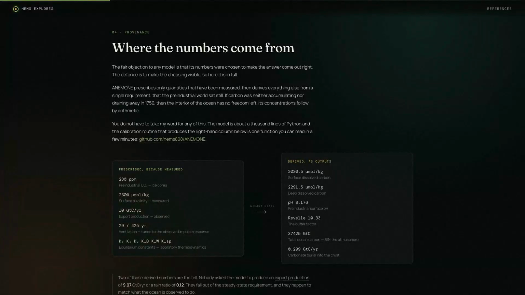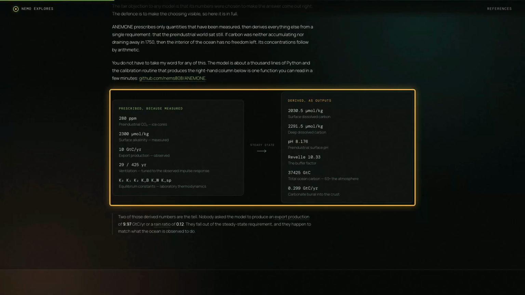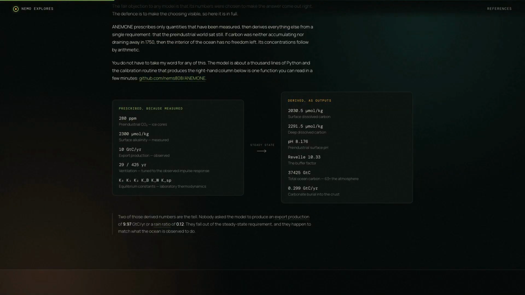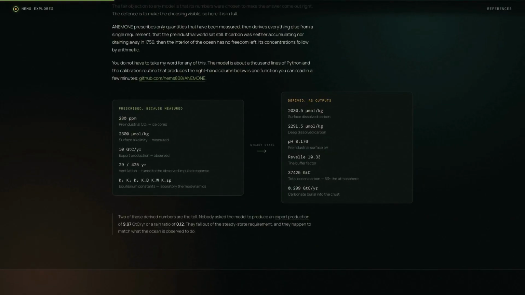There is a fair objection to any model like this, that its numbers were chosen to make the answer come out right. The defense is to make the choosing visible. This model prescribes only quantities that have actually been measured, then derives everything else from a single requirement: that the pre-industrial world sat still. Nobody asked it to produce an export production of 10 gigatons of carbon a year, or a rain ratio of 0.12. Those fall out of the arithmetic, and they happen to match what the ocean is observed to do.